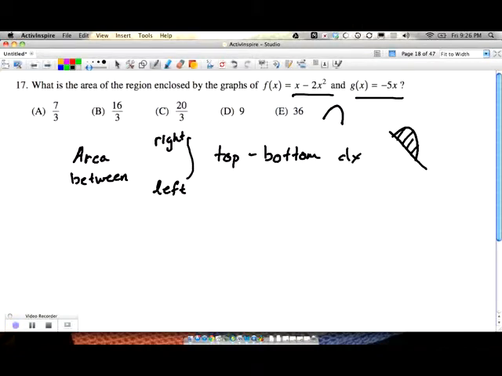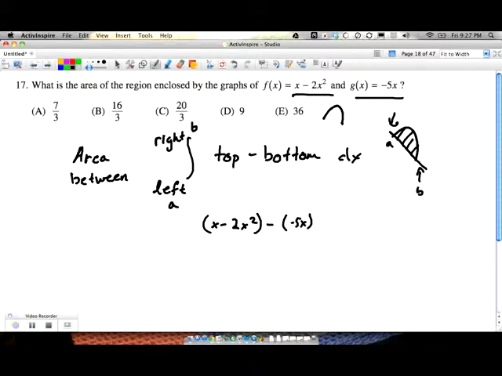So then what I need to figure out is what's these two left and right points of intersection. We usually call them like A and B. Our limits go from A to B, our limits of integration here. And then top is going to be x minus 2x squared. That's my top. And then my bottom is going to be negative 5x.